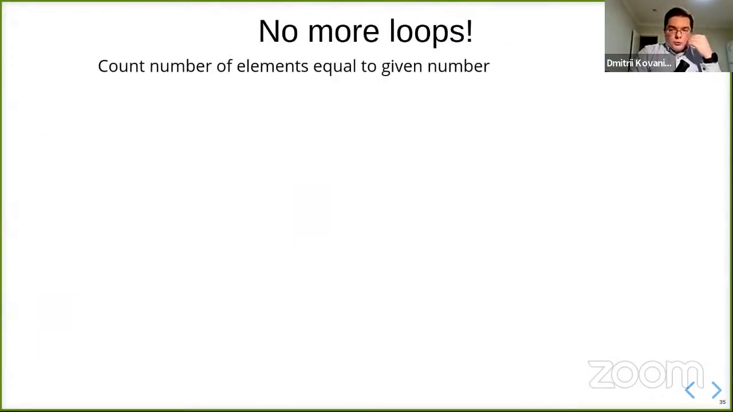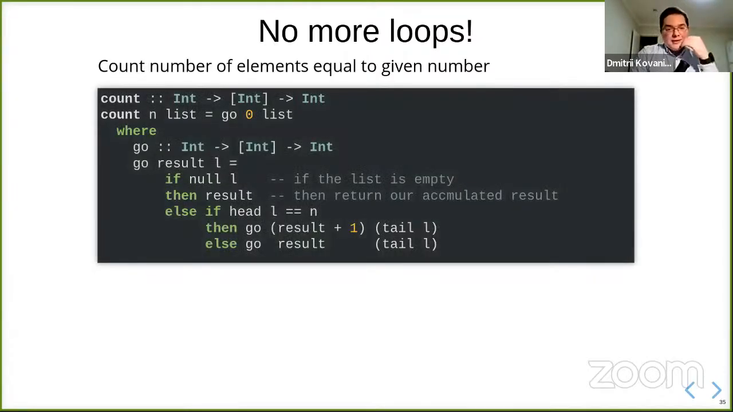So we want to write a function that takes a list and an element, and it counts how many times this element appears in the list. This is going to be so far the biggest function we wrote, so bear with me. This function count takes an integer number and a list, and we want to return also an integer: how many times this element appears in the list. So again, the number is n, the list is called list.